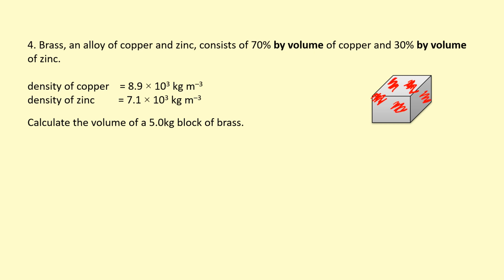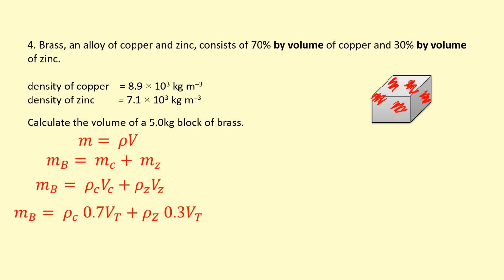Okay, so we're going to use this equation here. The mass equals density times volume. But the mass of the brass is equal to the mass of the copper and the zinc inside added together. Okay, so the mass of brass, which we're trying to find, is 5 kilograms. The mass of copper we don't know, but we do know the density of the copper and zinc, so we can use that formula there. Now the problem is we don't know the volume of the copper inside or the volume of the zinc inside, but we do know what percentage of the total volume they are. So there's 70% and 30%.